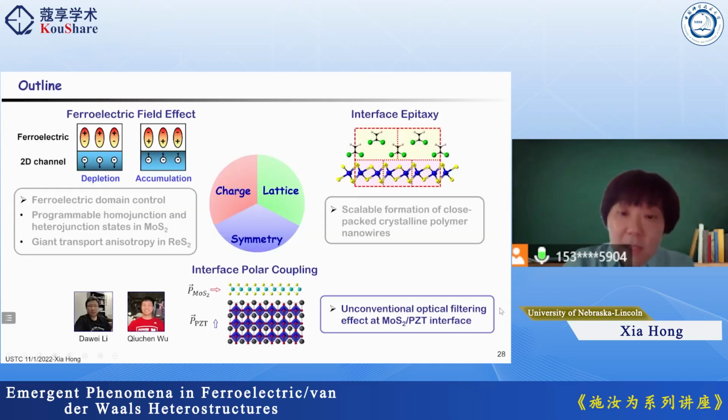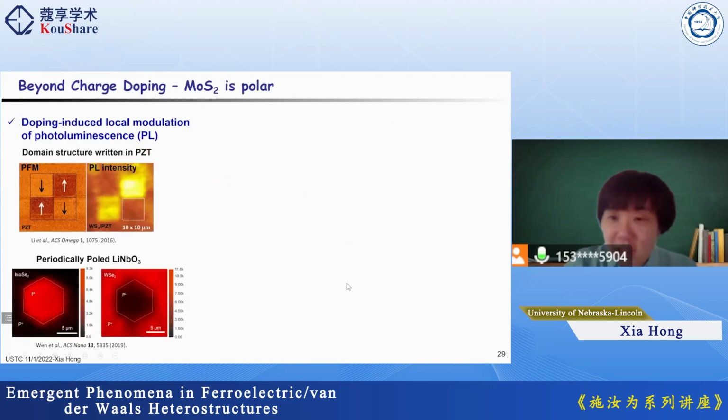So for the last part, it's talking about the polar symmetry. Actually, it gives us a very interesting optical effect. In previous studies of ferroelectric van der Waals heterostructures, most people have been focusing on field effect. For example, here people have been writing domain structures and observed that the photoluminescence intensity has been modulated. And this has been attributed to the doping change.